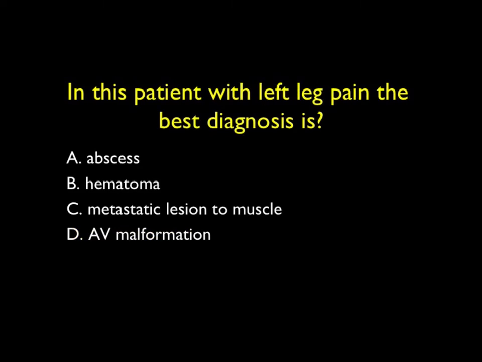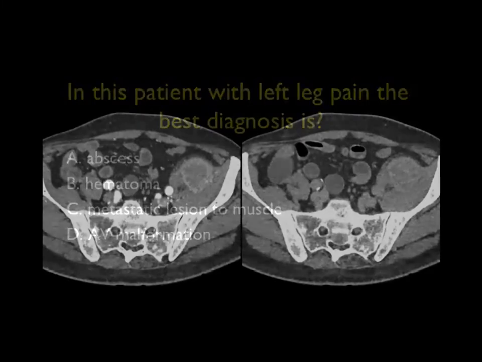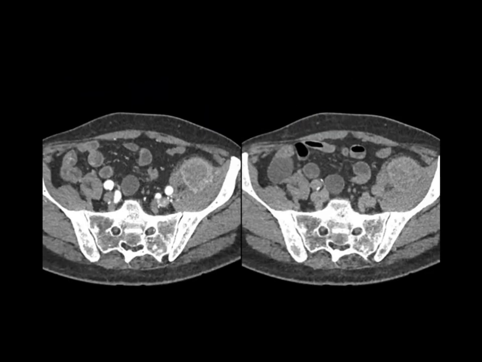This patient had left leg pain. I wanted the best diagnosis. When you look at images, arterial and venous phase, you see a vascular lesion involving the left iliopsoas muscle. The mass is well defined and it's hypervascular and washes out a bit when you look at the late phase imaging. This is not an abscess.